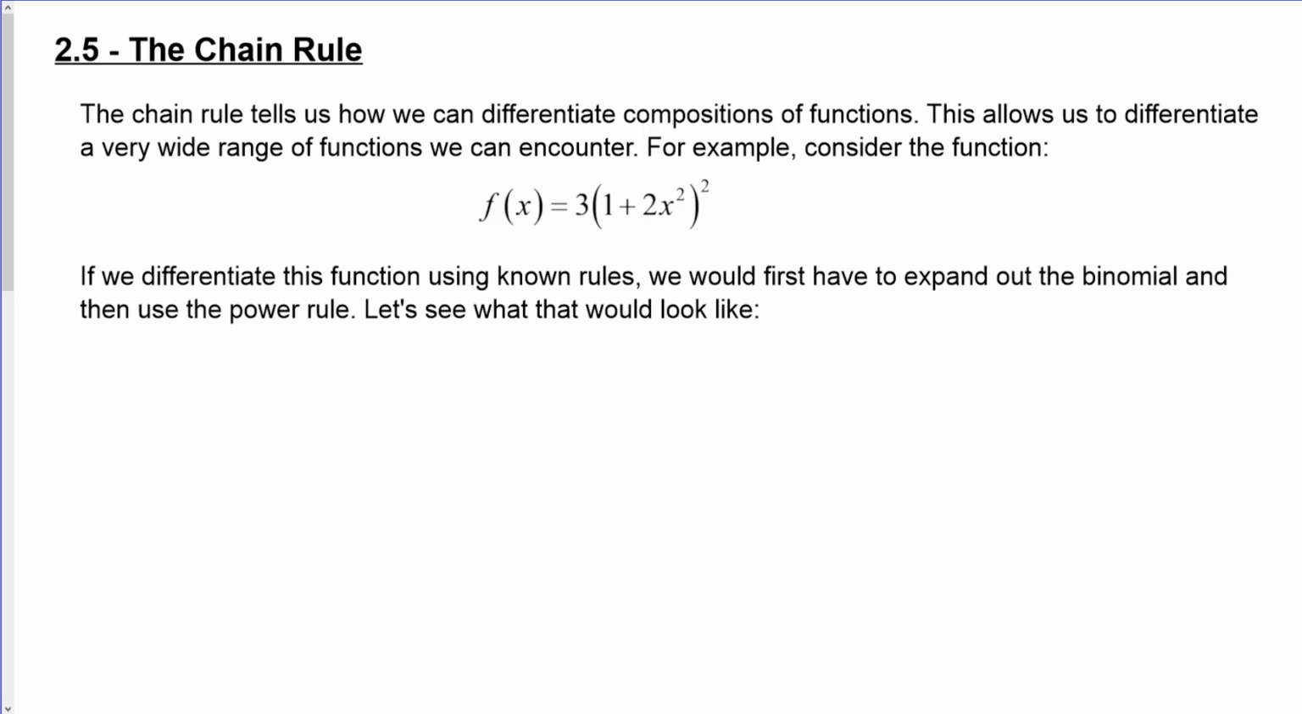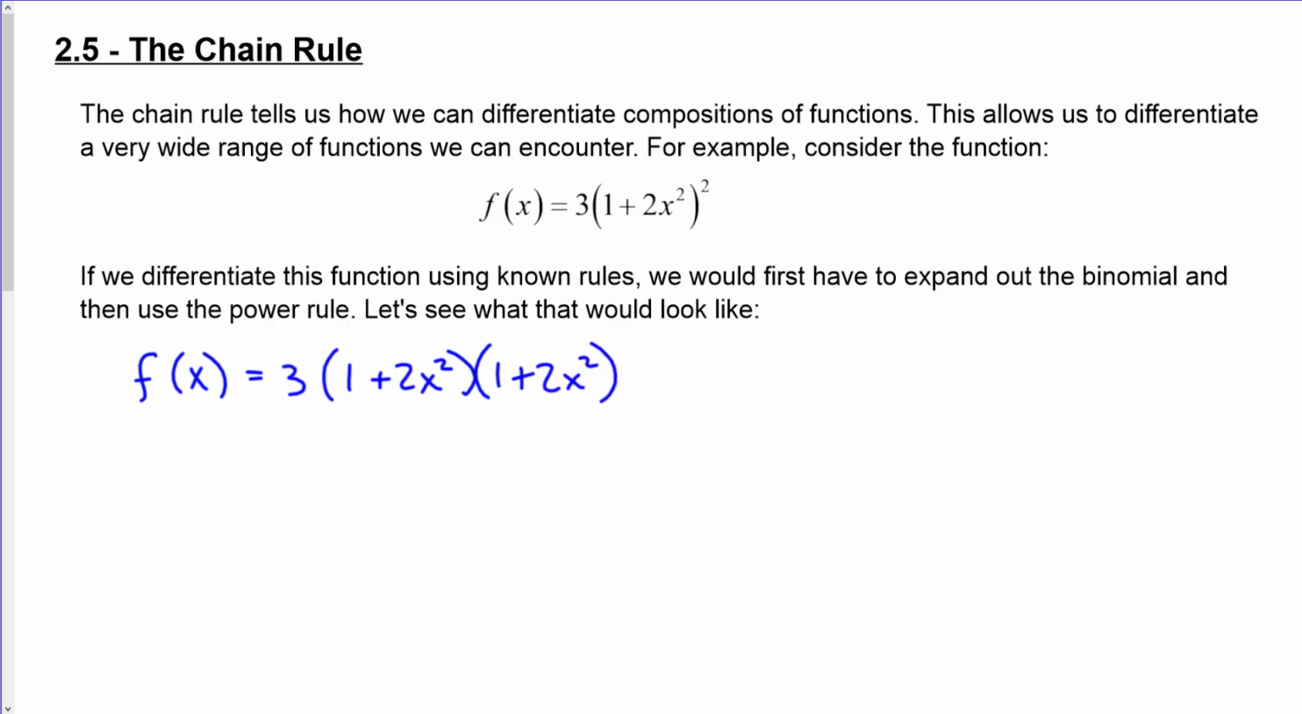If we differentiate this function using our known rules, we would first have to expand out the binomial and then use the power rule. So let's see what that would look like. So f of x would be 3 times (1 plus 2x squared) times (1 plus 2x squared), which is what it means to be a square.